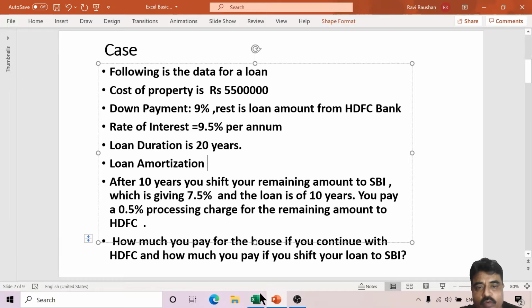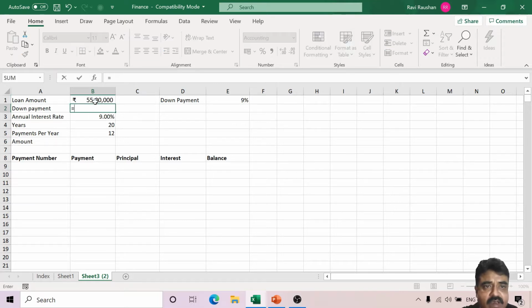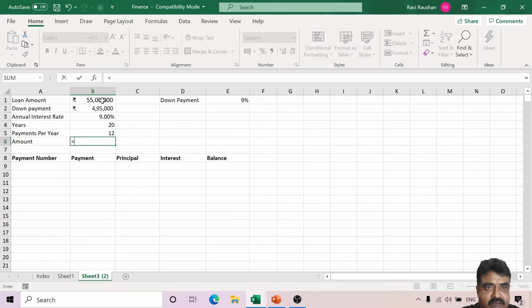So how to do that? We are just demonstrating it. Let us go to the new sheet. I have already done it. The loan amount is this amount. The down payment is 9%, right? So if I multiply this with this one, I get the down payment. Once I get the down payment, I can get the loan that I'm supposed to take.